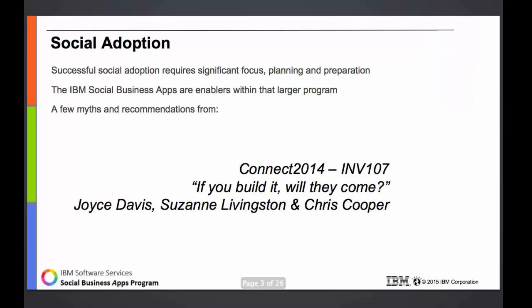Now, to make adoption of the social platform successful, it's best to have a comprehensive change management, enablement, and support plan. And the social business apps I'll show you today are enablers within that larger strategy, but certainly aren't the only thing you should do. Now, the larger enterprise social software team has some comprehensive offerings on adoption, and members of the team have presented and published best practices in the past. For our talk today, I'd like to leverage some of the work done by Joyce Davis and Susie Livingston and Chris Cooper in our Connect 2014 event that happened in Orlando a couple years ago.